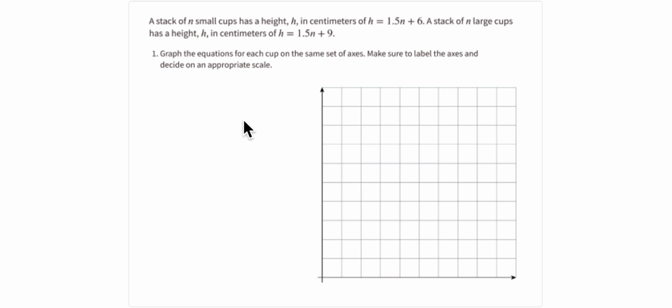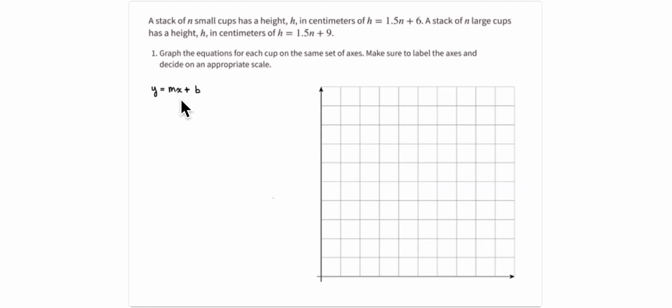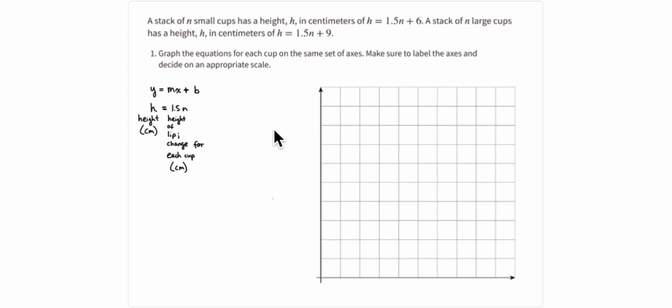Okay, to graph these, I'm going to remind you of the original slope-intercept form of the equation. So remember, y equals mx plus b. So m is the slope, x is the value, or in this case, it's going to be the number of cups that are added, and b is the y-intercept. Where does that line cross this y-axis?